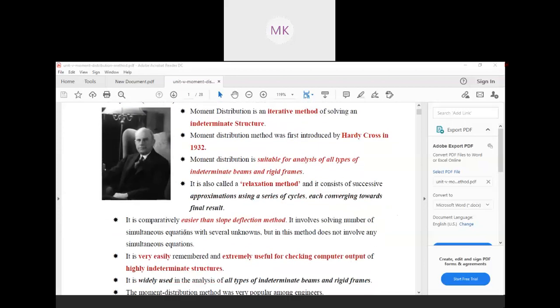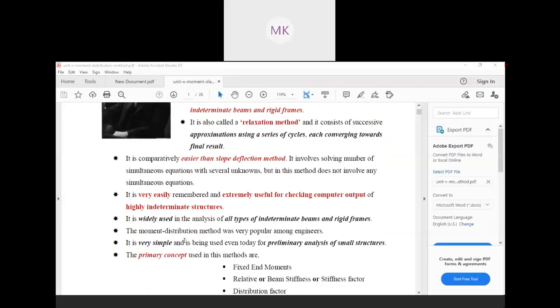So it is comparatively easier than the slope deflection method. This is another type of method, which we will discuss in the next topic, along with the Kani's method. There are many methods similar to the moment distribution method, but it is the simplest and easiest among all of them. Other methods involve solving a number of simultaneous equations with several unknowns, but this method does not involve any simultaneous equations. These are some introductory points. All of you please go through this. I will share this PDF with you.